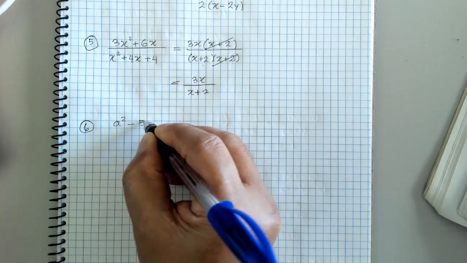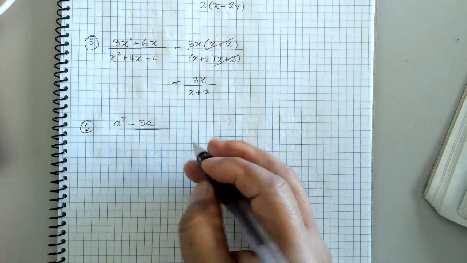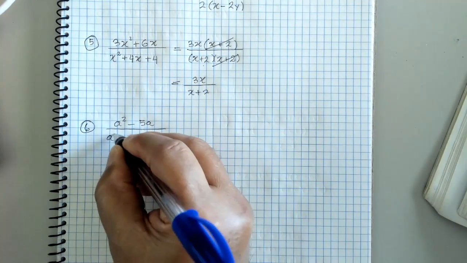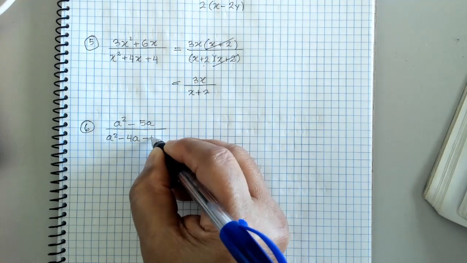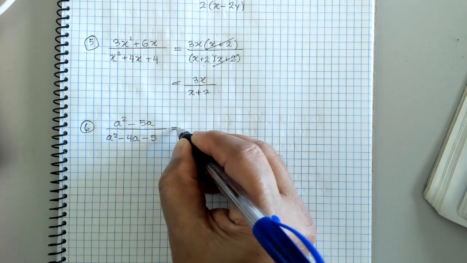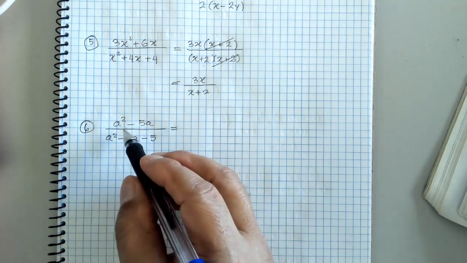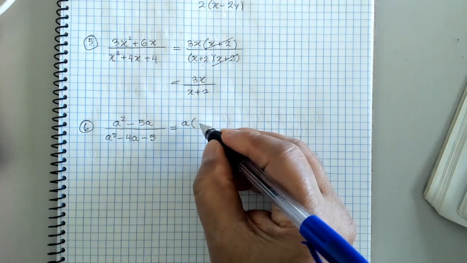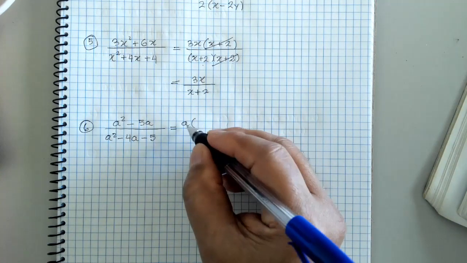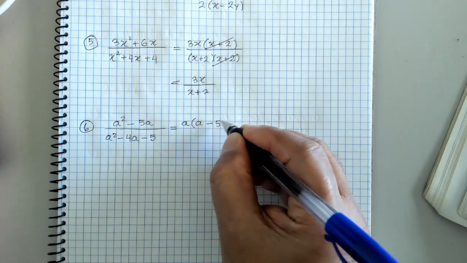Question 6 is a square minus 5a divided by a square minus 4a minus 5. Okay, the common factor of the top is a. The highest common factor is a, and the other factor is a minus 5.